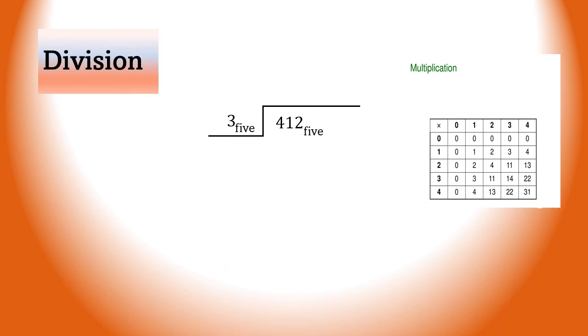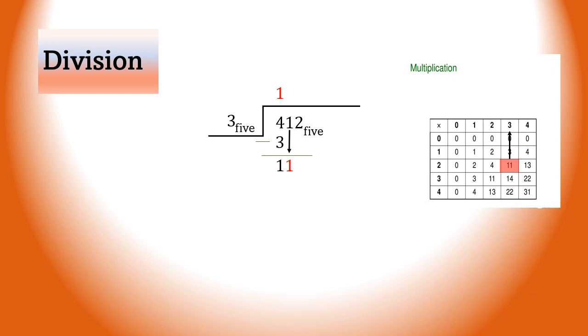Division, we're dividing two numbers in base 5. So we're going to start with the 4. 4 divided by 3, that's 1. Remainder 1. Now bring down the 1, that's 11. 11 divided by 3 in base 5. So we're going to look at the table. And keep in mind, we're looking at the column or the row that has 3.